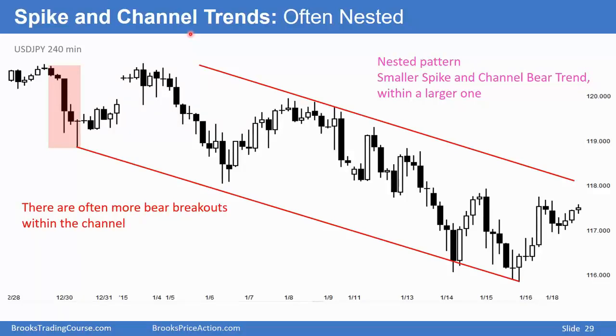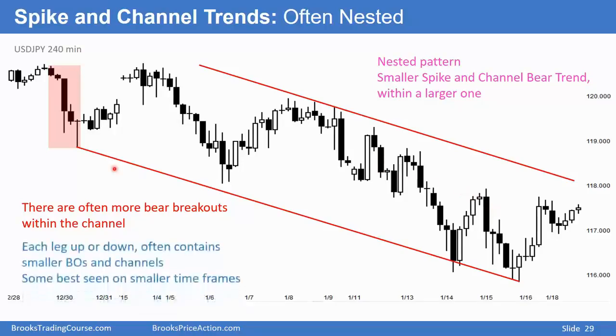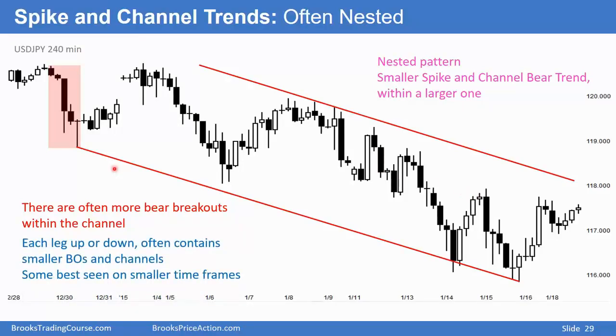Bear trend, there are a lot of breakouts along the way. There's another bear breakout here, and then here, and then here. Each leg, up or down, often contains smaller breakouts. And some of the best trends are seen on the smaller time frame charts. To me, this is a nested spike and channel trend.